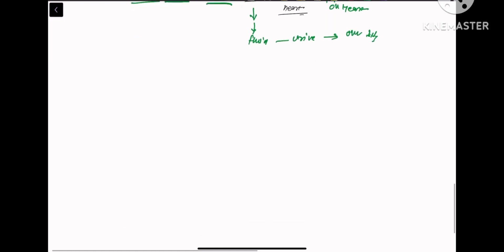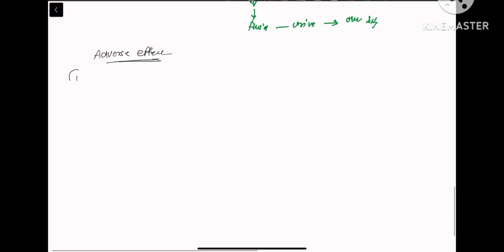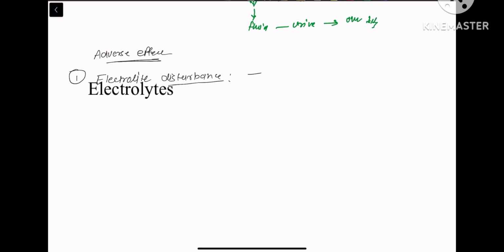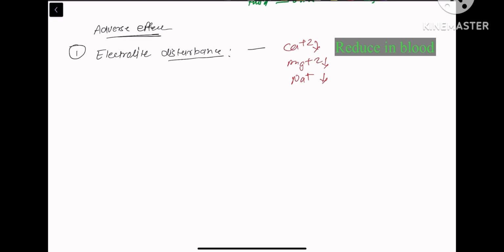Now come to the adverse effects. First we can see the electrolyte disturbance. Okay, what electrolyte disturbance? Calcium will be reduced, magnesium will be reduced, sodium will be reduced. Okay, then potassium will be reduced.